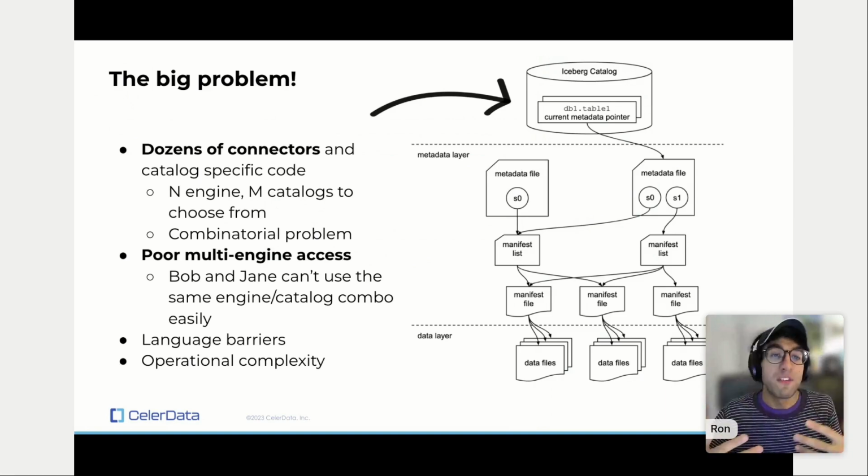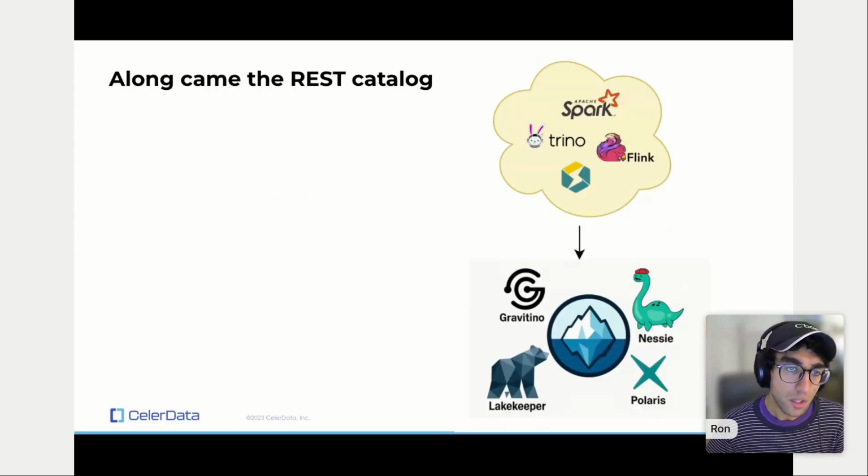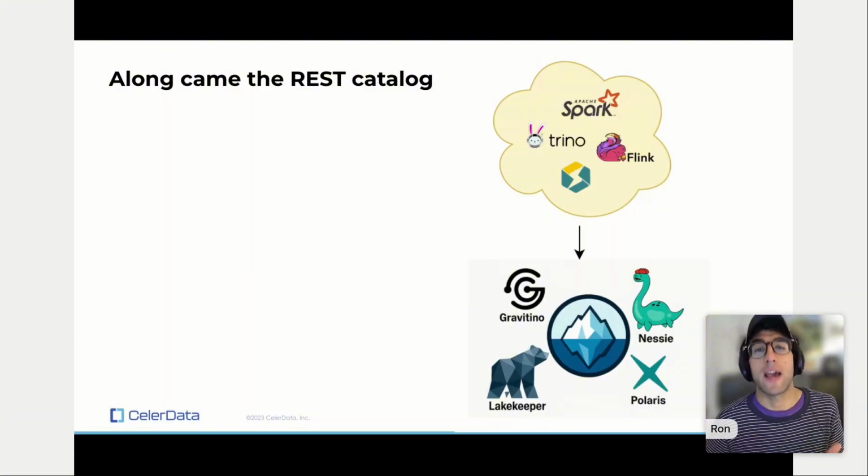So for lack of a better word, you had poor multi-engine access. So Bob and Jane can't use the same engine catalog combo easily. That gets into language barriers, depending, as I mentioned, what language you're using, what client you're using, and it just leads to more operational complexity that's unnecessary. So some smart people got together at Apache Iceberg, and along came the REST catalog.